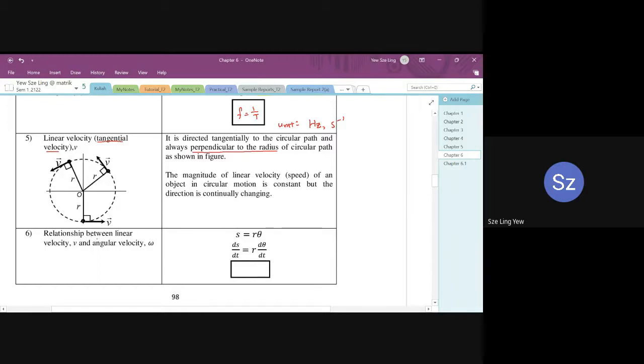Now we are going to look at the relationship between linear velocity and angular velocity. Just now we have the angular displacement s equals r theta. So we substitute, and divide by time, because now you want to change them into velocity. From displacement into velocity, you divide by t. Therefore, we have v equals r omega. That is the relationship between angular and linear: linear equals r times angular.